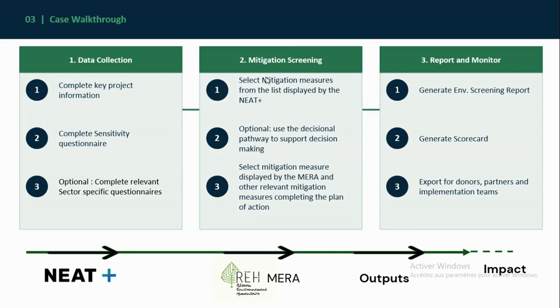Then you will screen the different mitigation measures for your project from the list displayed by the NEET Plus, but as well from the MERA matrix. And you have the step 2 that is optional, using the decisional support pathway to help the decision making. Then there is the third step that is generating the report and the scorecard, and of course to share it with donor partners and implementation teams.